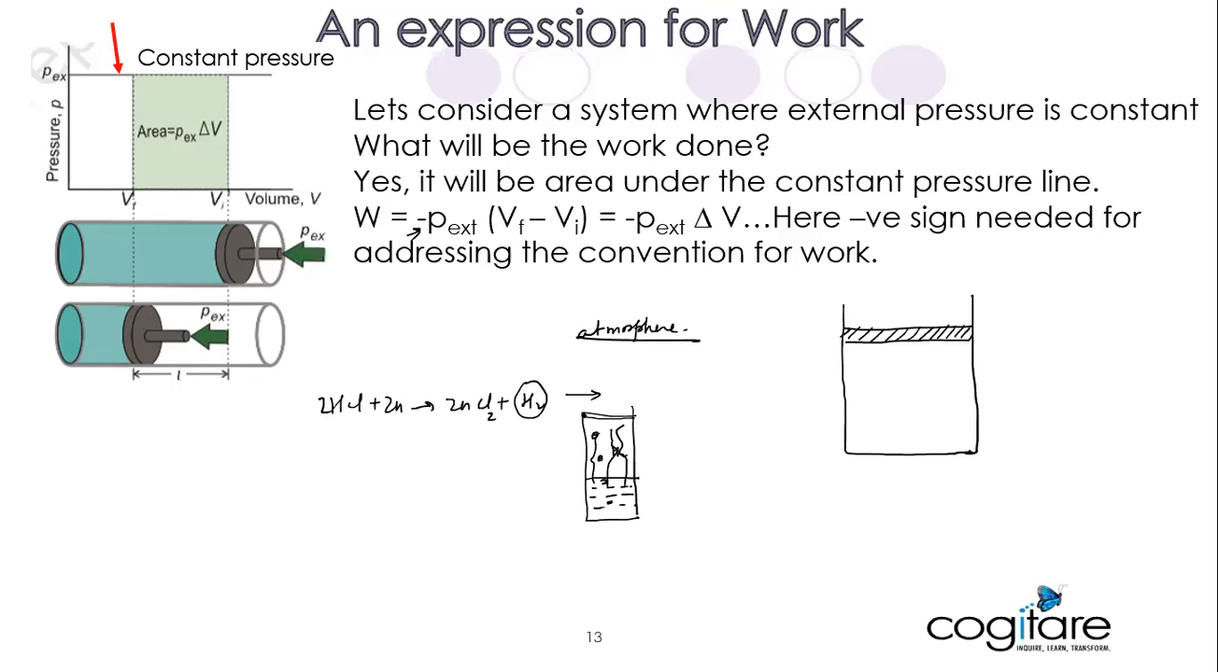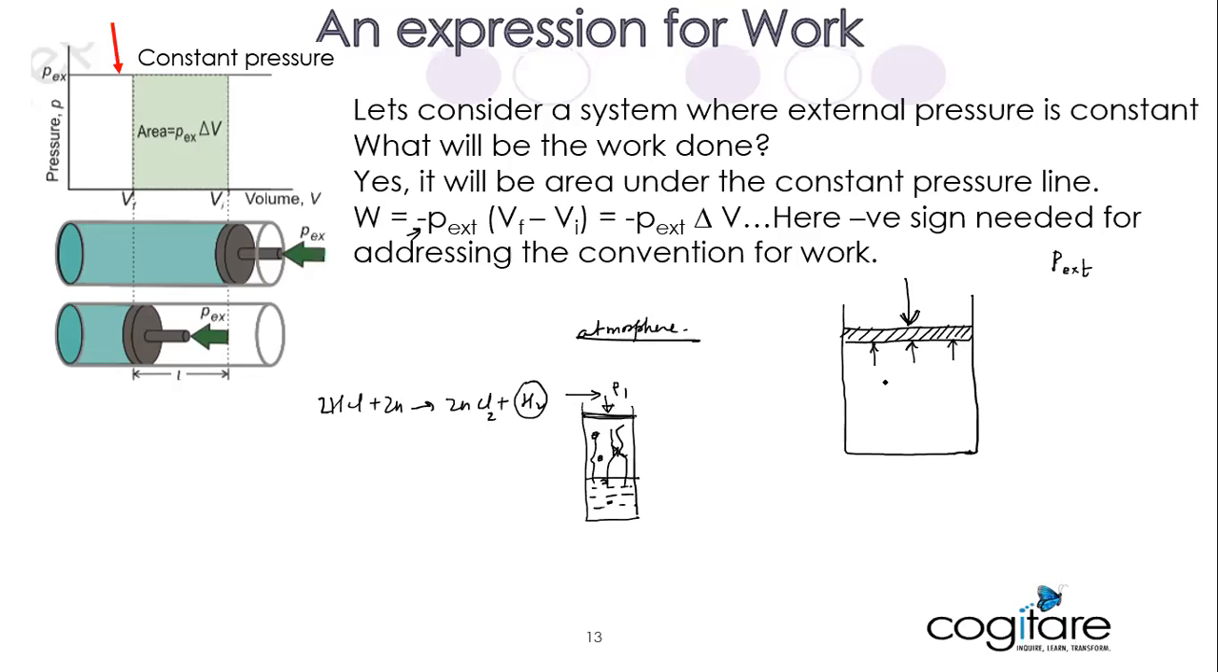It's as if you have an imaginary piston, and atmospheric pressure is being applied here. This hydrogen gas which is escaping is escaping into the atmosphere, not into vacuum. That means where is this hydrogen gas applying the force? Hydrogen gas is applying the force this way. Atmosphere is applying the force this way. The force applied by the atmosphere on a given area, that we call P external.